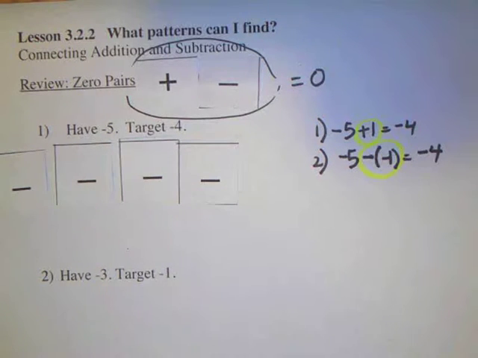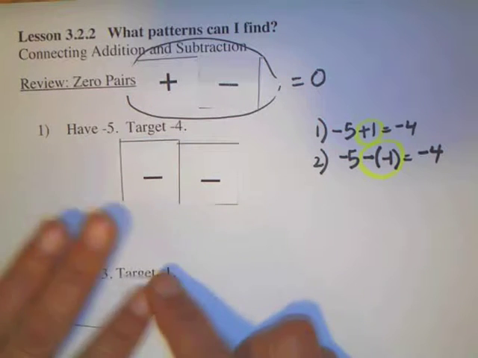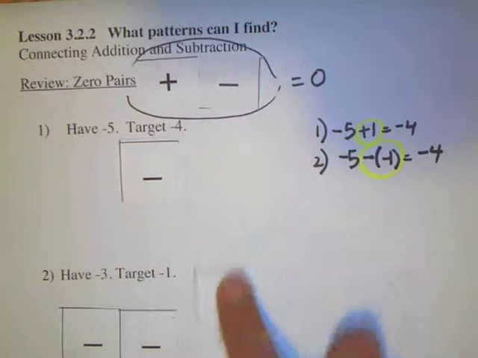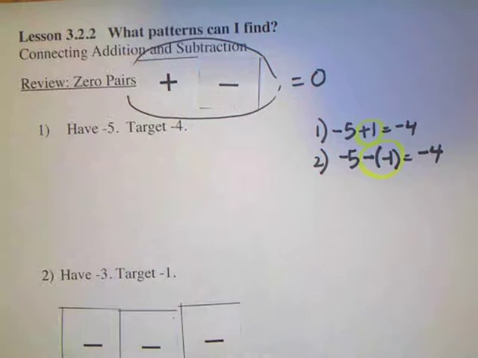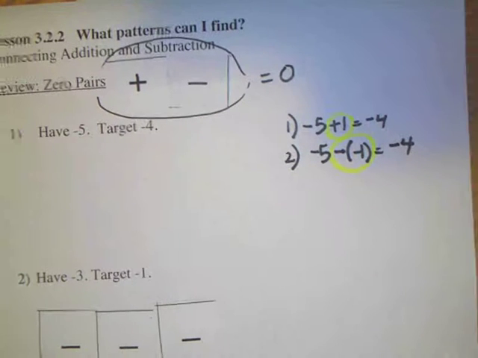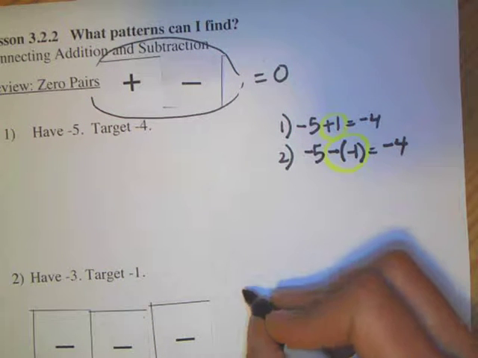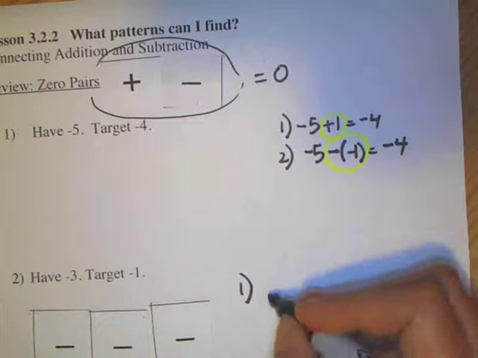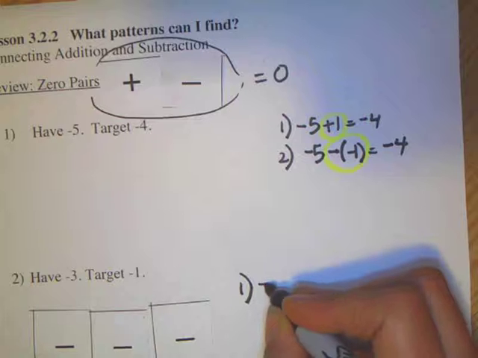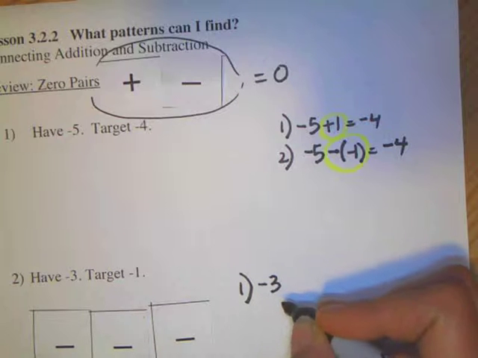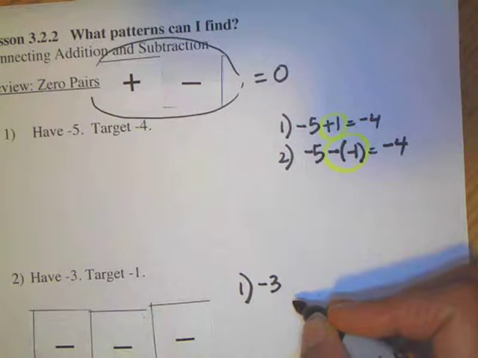So we're going to do another problem just to get a sense of that. Once again, what I'd like you to do is pause and see if you can do this problem first before I do it. So once again, we're going to write it out as an expression. So -3, so here's my -3. My target is to get -1, so I'm getting more positive.